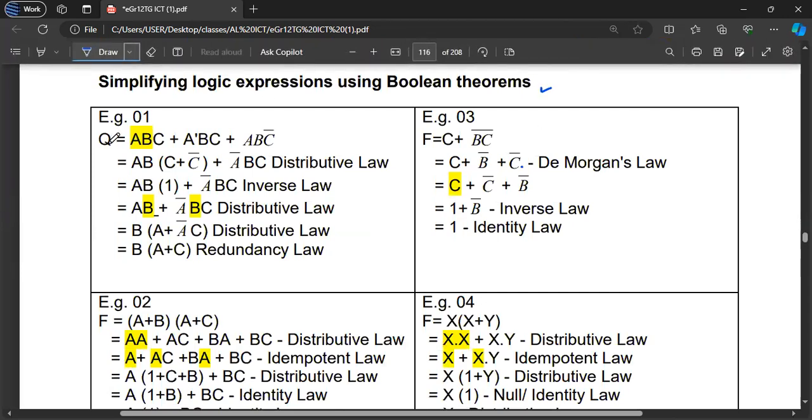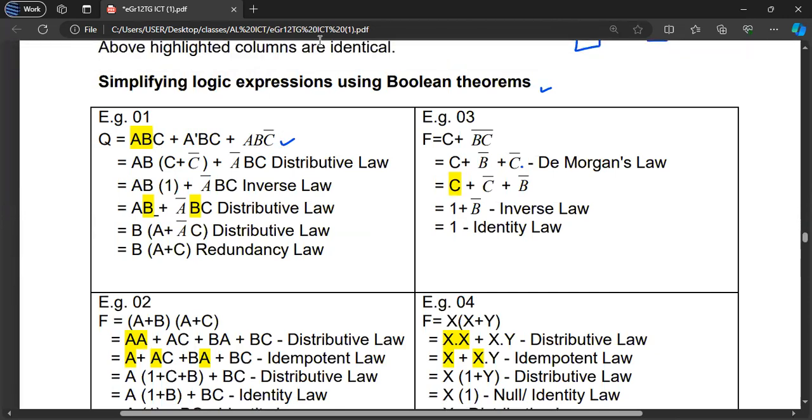So here you have example number 1, Q equals ABC plus A bar BC plus ABC bar. Now, what you need to do, don't look at the answers or wait until I explain. Try it by yourself by pausing the video, and after trying, check whether you are getting the correct answers. Right, now I think you have tried, so I'm going to explain.